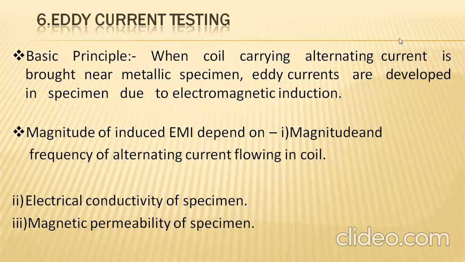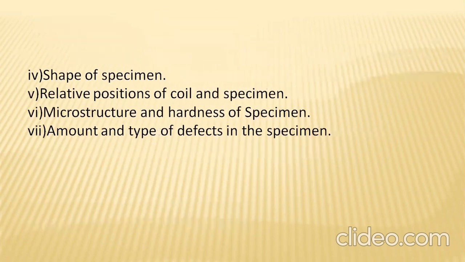See here, it is clearly specified that the magnitude of induced EMI depends upon the magnitude and frequency of the alternating current flowing within the coil, just as we discussed. And the second point here is the electrical conductivity of the specimen, the magnetic permeability of the specimen, and the shape of the specimen. They should be very clear and should obey the magnetic properties. And the relative positions of coil and specimen are confined. The internal microstructure and hardness of the specimen should be matched with respect to the magnetic properties.